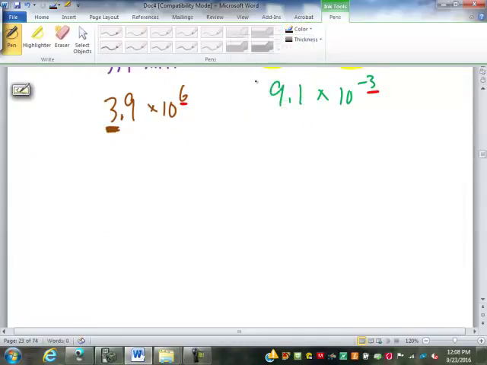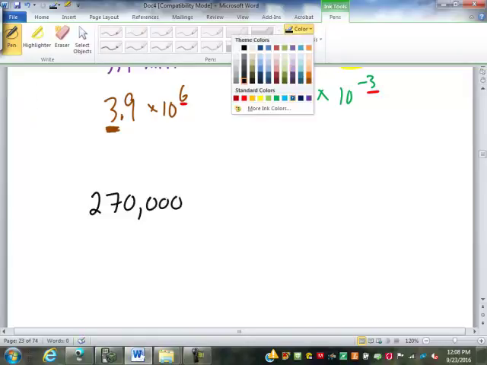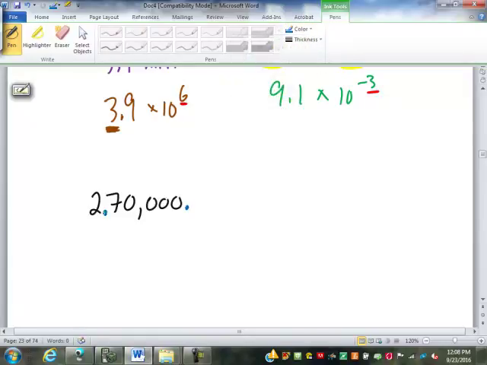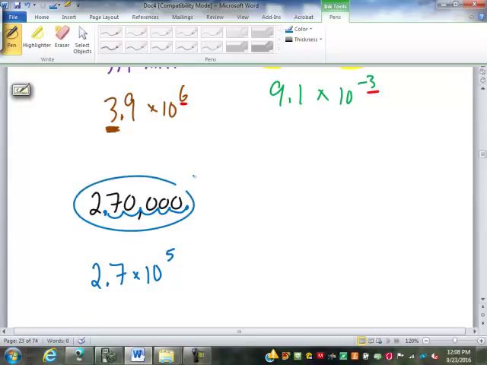We can look at something like 270,000. Okay, the decimal point is here. We want it here, so it's 2.7. How many places did it move? 1, 2, 3, 4, 5, right? Is it going to be a positive 5 or a negative 5? Positive, because this is a large number.